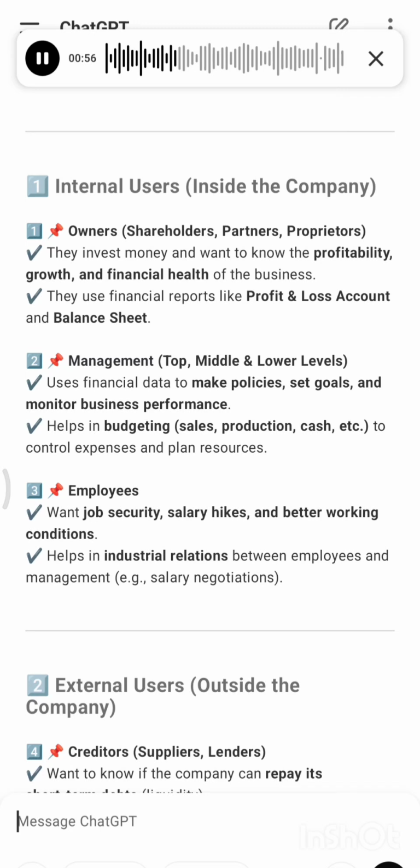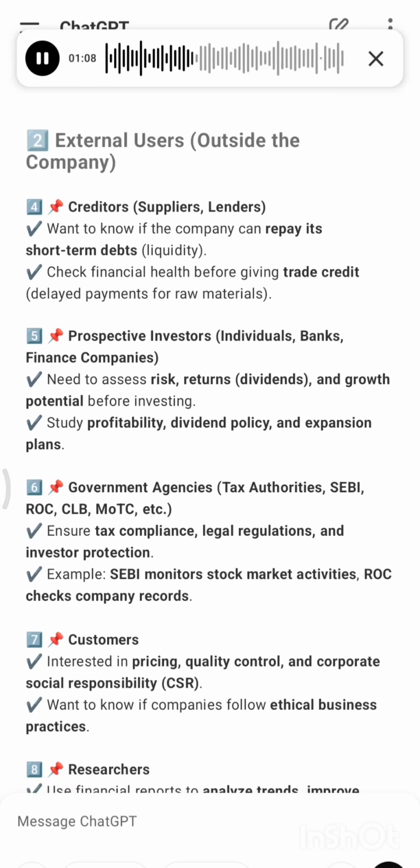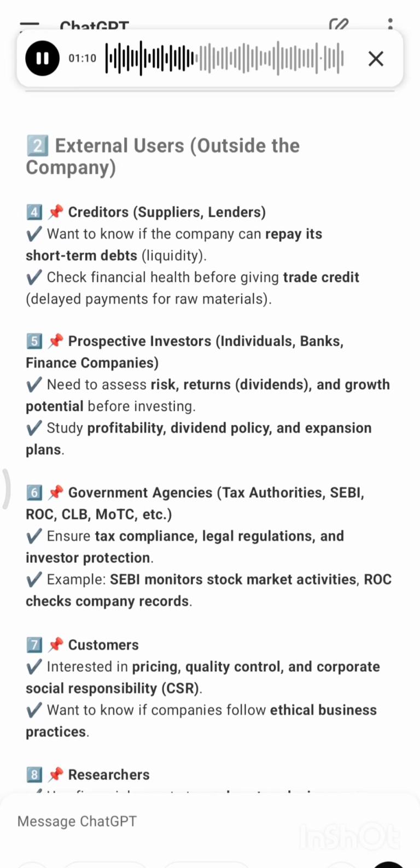3. Employees want job security, salary hikes, and better working conditions. Helps in industrial relations between employees and management, e.g. salary negotiations. External users, outside the company.